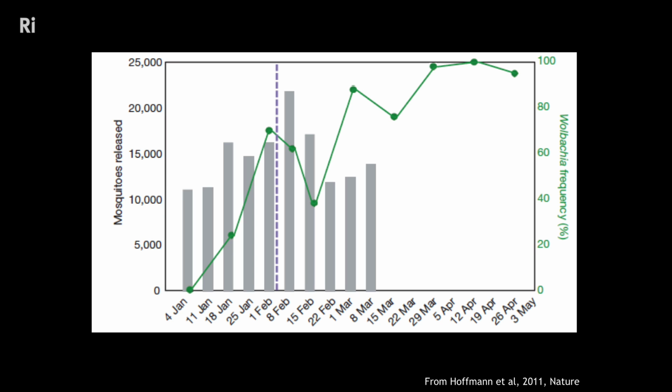This graph represents a span of time from January to May. The grey bars represent releases of those infected mosquitoes in the first parts of those months, and the green line going from 0 in January to almost 100% at the end of May represents the rise of Wolbachia in that wild population. That population, by the end of those months, is one that is unable to transmit things like dengue.